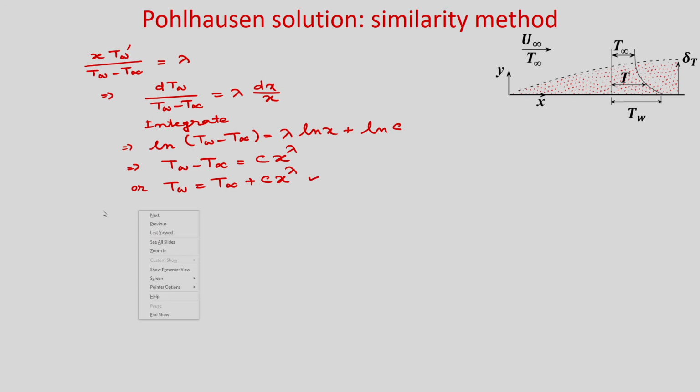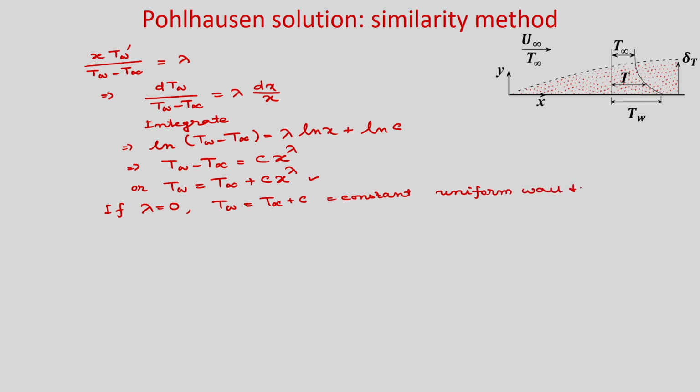Okay. As a special case, you can see that if lambda is equal to 0, then you will get T w is equal to T infinity plus some constant c. So, T infinity is constant and c is constant. So, this is equal to constant. So, you can see that it is a case of uniform wall temperature. So, this is a special case, okay, but in general we have derived, and T w varies as T infinity plus c x to the power lambda.